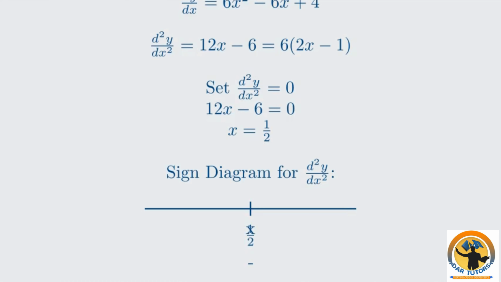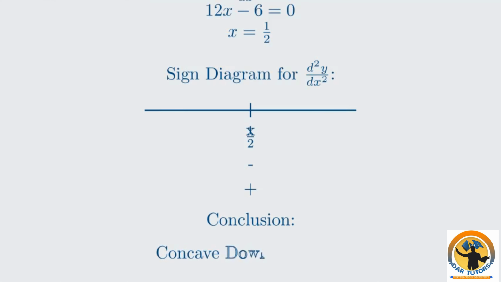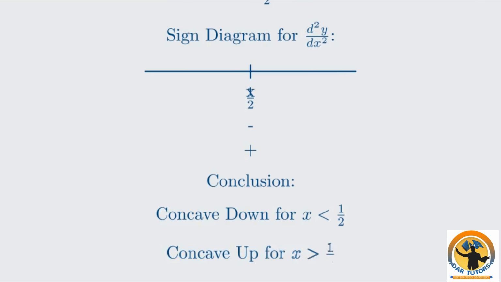For x less than 1/2, say x equals 0, the second derivative is negative. For x greater than 1/2, say x equals 1, the second derivative is positive. Based on our rules for concavity, we can now state our conclusion. Since the second derivative is negative for x less than 1/2, the curve is concave down on that interval. Since the second derivative is positive for x greater than 1/2, the curve is concave up on that interval. So we have successfully used the second derivative to determine the concavity of the function.